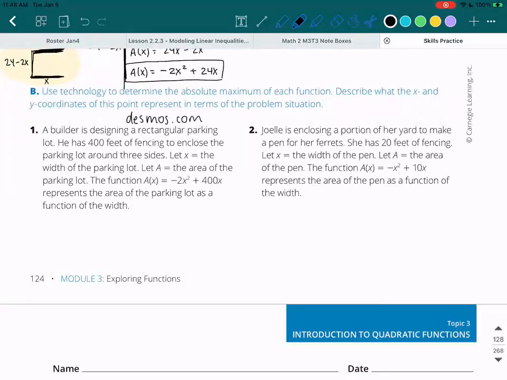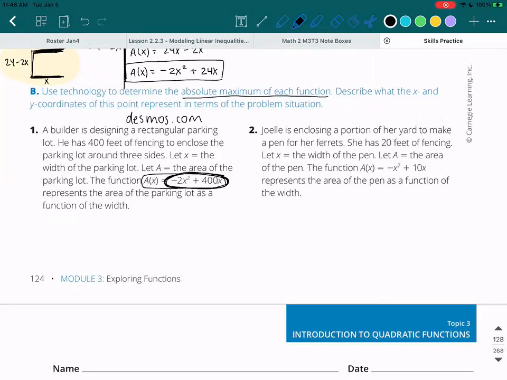Just in case you forgot how to spell Desmos, that is DESMOS.com. And what are we going to do in Desmos? We are going to put this equation into it. Specifically, you only need to type this part into Desmos. And then we want to find the absolute maximum of each function. Okay, so that's what we're going to do.